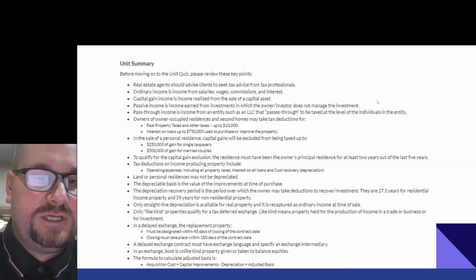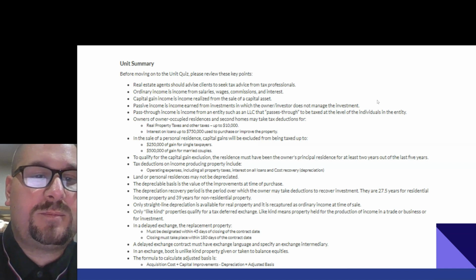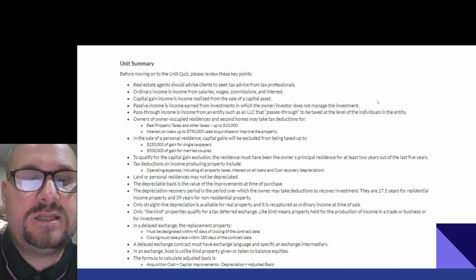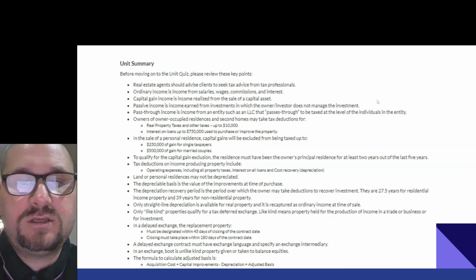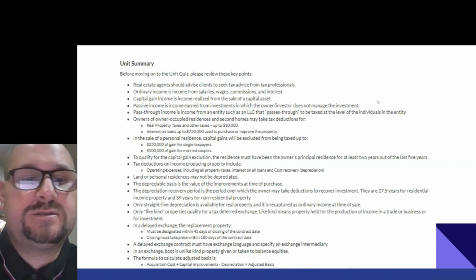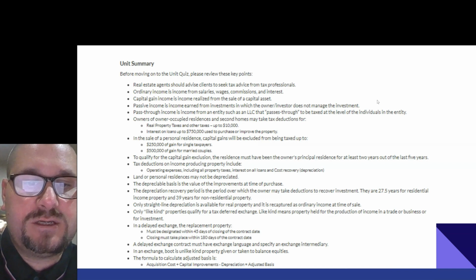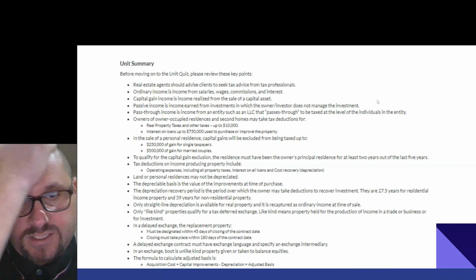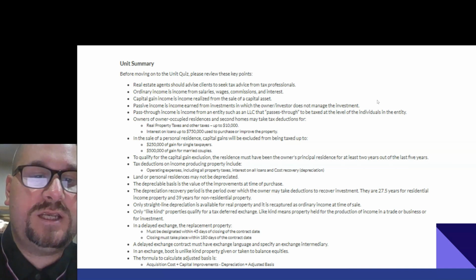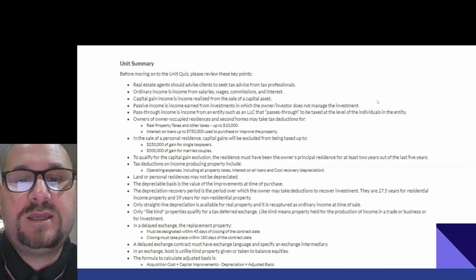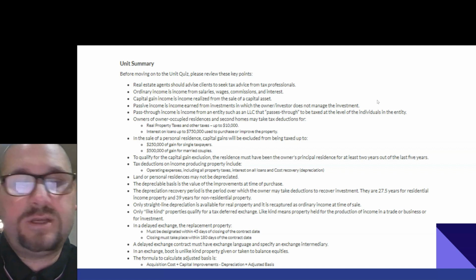In a delayed exchange, the replacement property must be designated within 45 days of closing of the contract date. Closing must take place within 180 days of the contract date. A delayed exchange contract must have exchange language and specify an exchange intermediary.